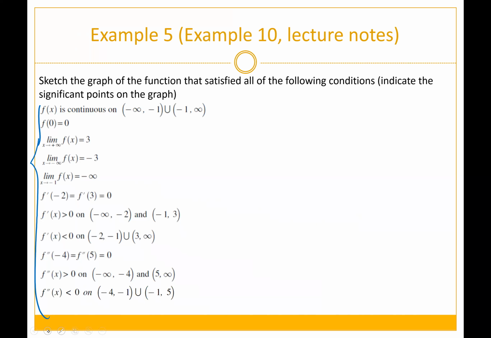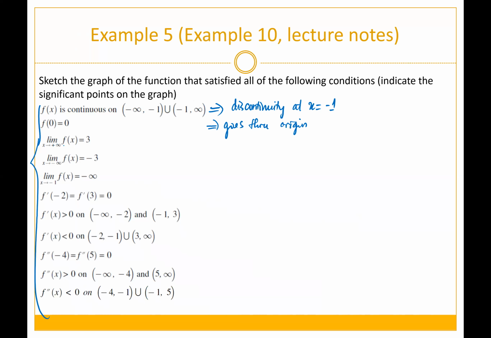Okay, so we're going to go ahead and start interpreting the mathematical symbols that we get here. It's a sketch of the graph of a function that satisfies all the following conditions. So f(x) is continuous on negative infinity to -1 and -1 to infinity. So you have a discontinuity at x equals -1. And then you have f of 0 equal to 0. So it goes through the origin.